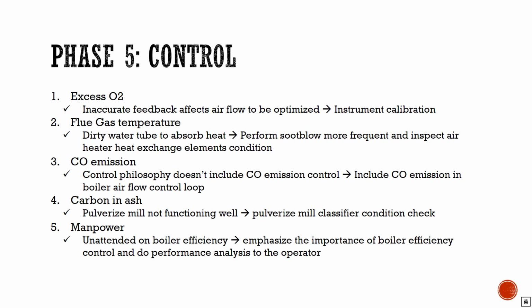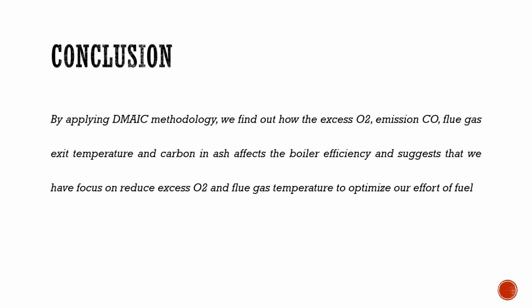The rest of the control will be focused on the CO emissions, carbon in ash, and also some human factors, which indicate that humans may contribute to the inefficient boiler. So in conclusion, we are applying the DMAIC methodology to find out how the excess O2 emission and these factors affect the boiler efficiency. And we also suggested some control methods to reduce the excess O2 and the flue gas temperature to optimize our fuel efficiency. Thank you very much.